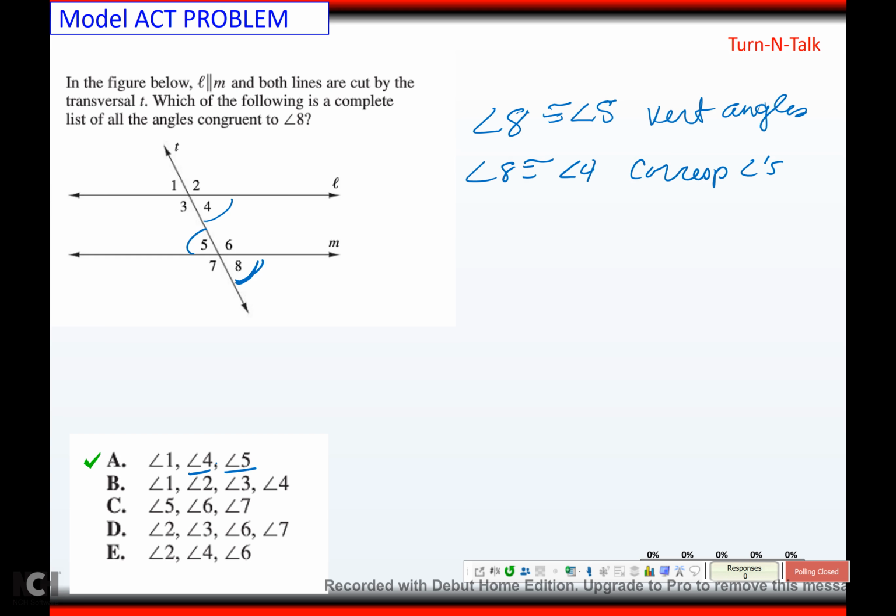And then because angle 8 equals angle 4, and angle 1 equals angle 4 because they're vertical angles, or you could also say that angle 8 is congruent to angle 1 because they are alternate exterior angles. Okay, so there's the list of all the congruent angles to angle 8.